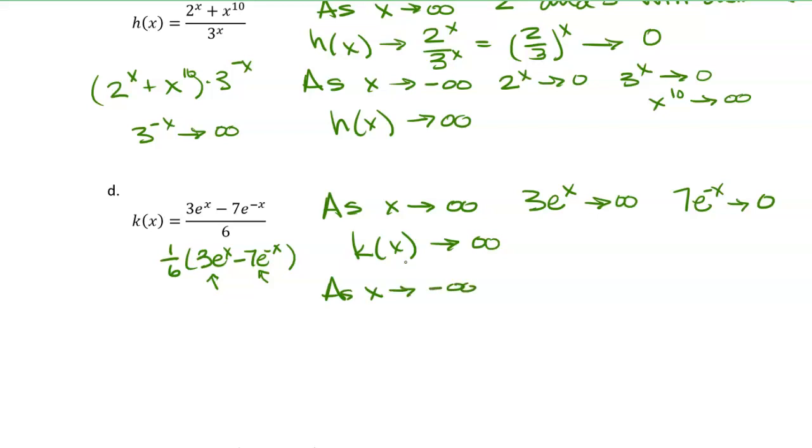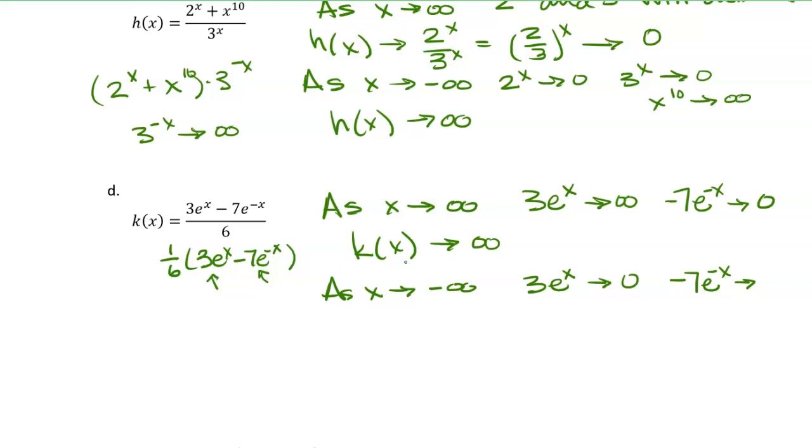All right, and then let's look at the other side as x goes to negative infinity. What's happening now? Now this 3e to the x is going to 0, right? And now I'm going to write this as negative 7e to the minus x. I could have written this one as negative too. I can always treat subtraction like adding a negative. So what's happening to this negative 7e to the minus x? The exponent is minus x, so we're taking the negative of a negative.